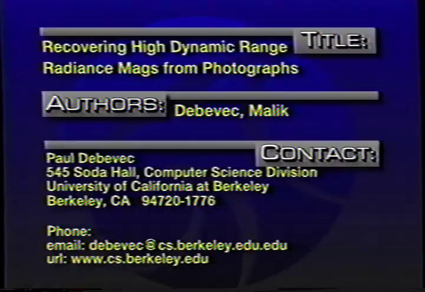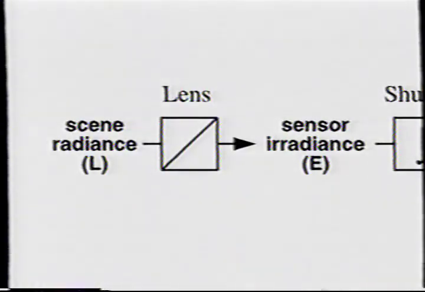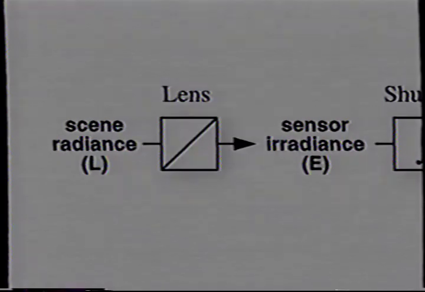Pixel values in most digital images provide only qualitative rather than quantitative measures of the amount of light in the scene. To understand what the pixel values really mean, we need to consider the entire imaging process. First, the incident light, or radiance, is focused by the lens system into an image, creating sensor irradiance.